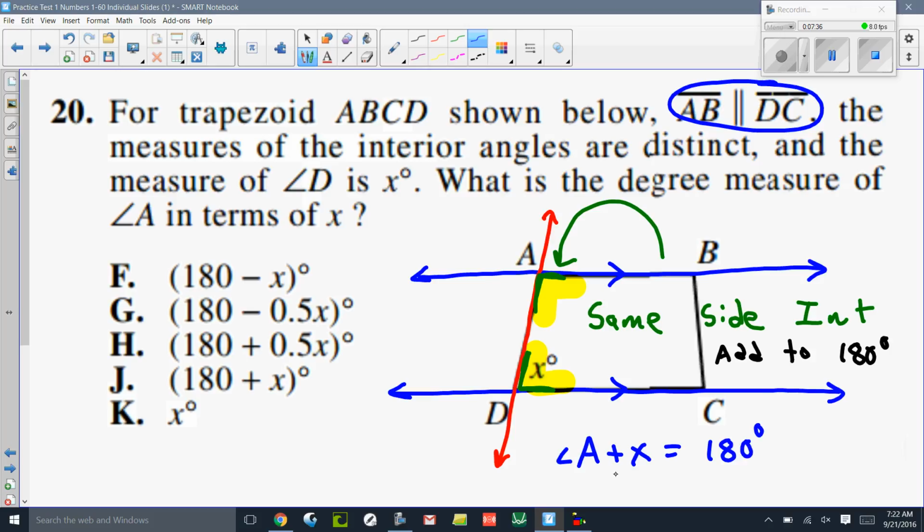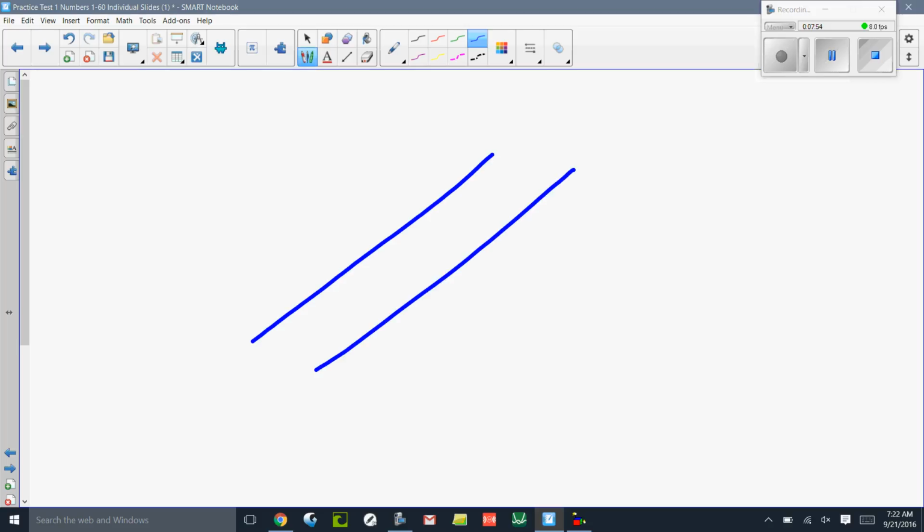And it's asking us to find angle A, so we could subtract x from both sides. And we would have angle A is equal to 180 minus x. And that is F.